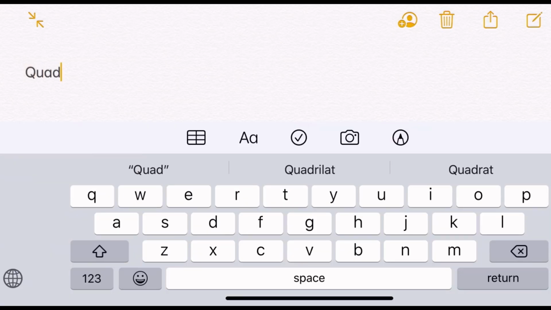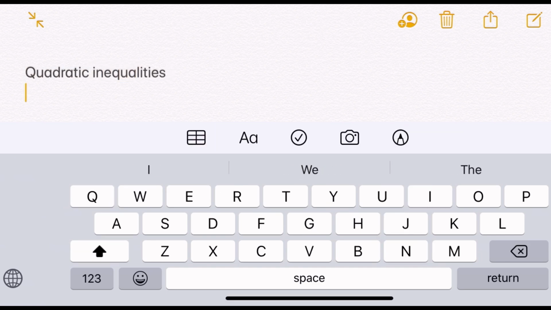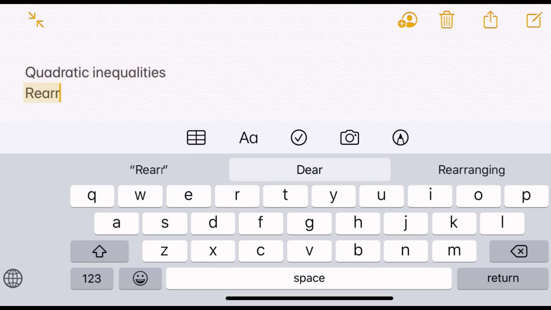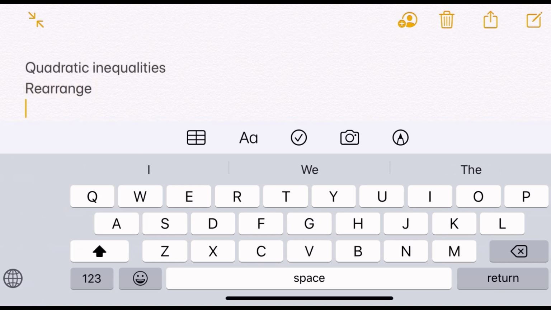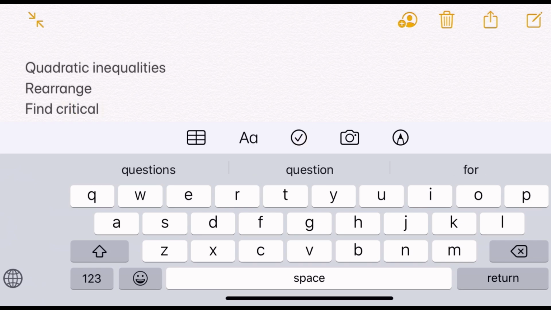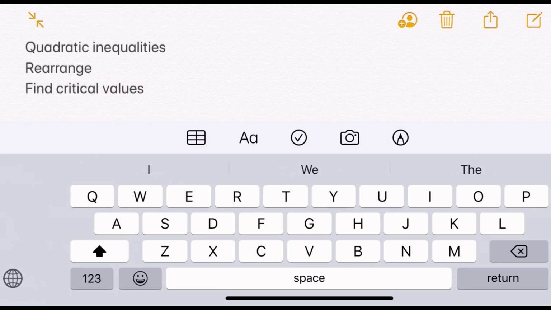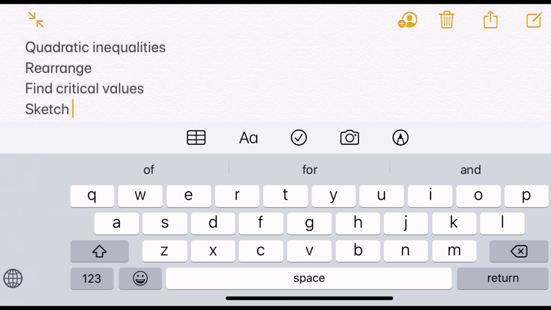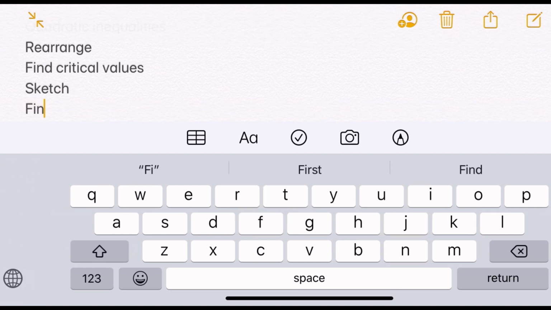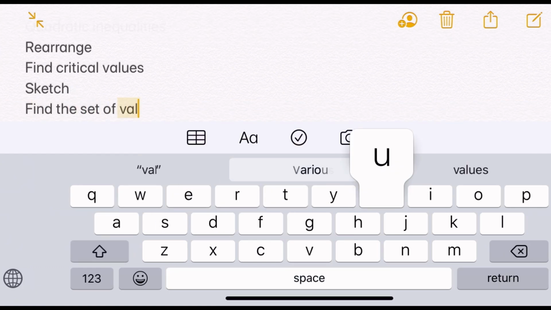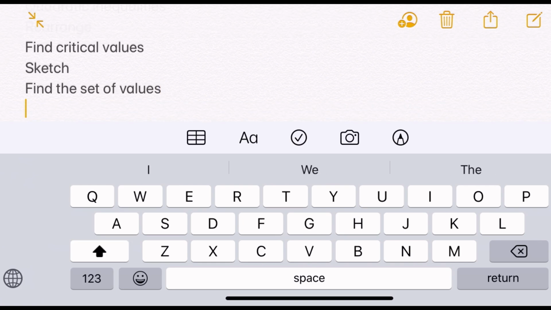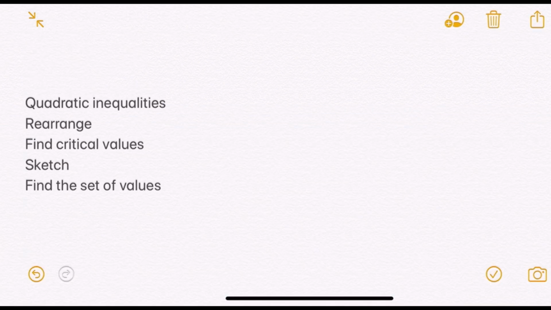The next thing that you need to know is how to solve a quadratic inequality. You can either do this with a graph or without. I'm going to show you how you do it with a graph first. So first of all, you need to rearrange so that the right-hand side of an inequality is 0. Then solve the corresponding quadratic equation to find the critical values. Then sketch the graph of the quadratic function and use your graph to find the required set of values.